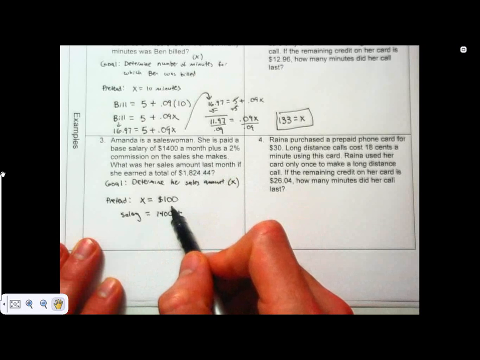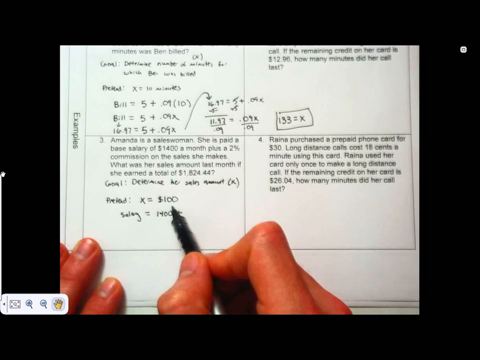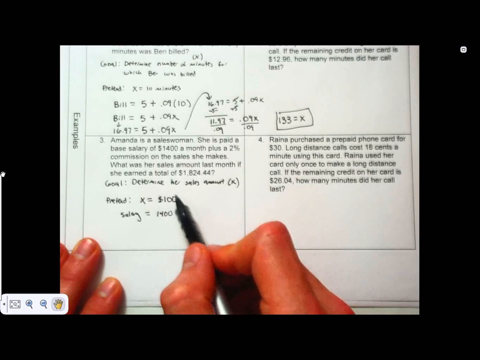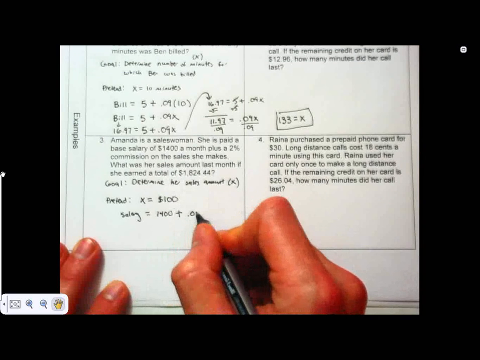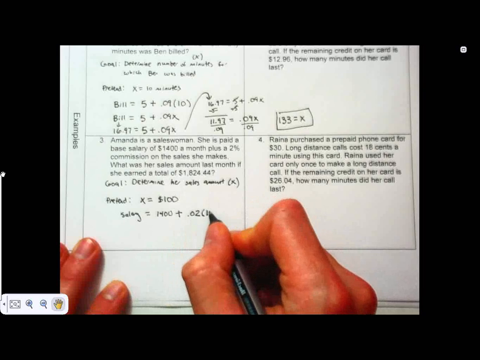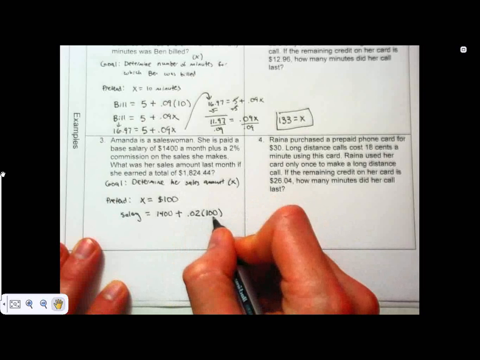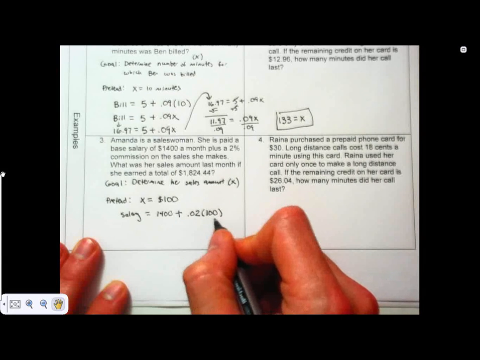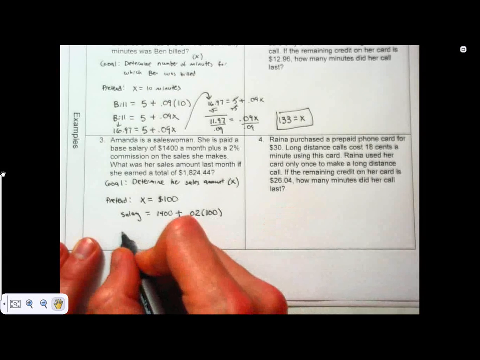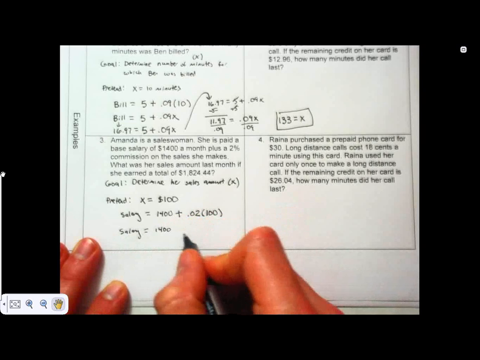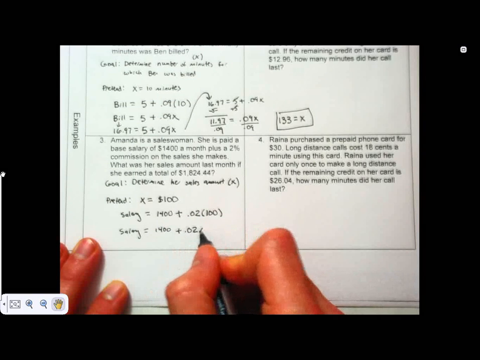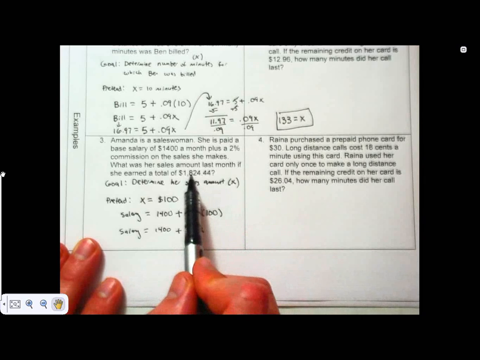Well, if she sold $100 worth of stuff, how could I figure out at the end of the day how much she actually makes in commission from that $100? Well, if it's 2% commission, then I'm just going to multiply those 2 things together. So 2% is 0.02 times the amount that she makes in sales, in this case is 100. So that means in general her salary is going to be $1,400 plus 0.02 times her sales amount, which is just X. And now they actually tell me how much she makes totals.